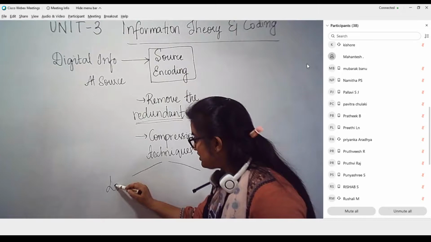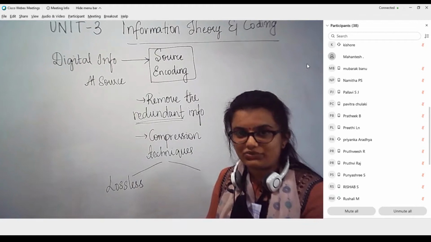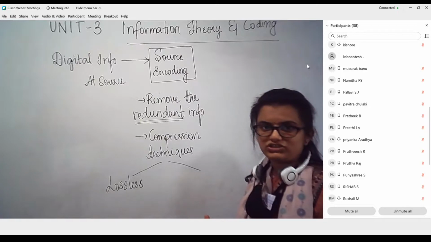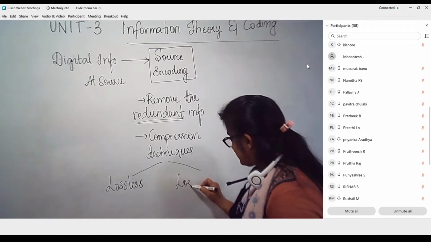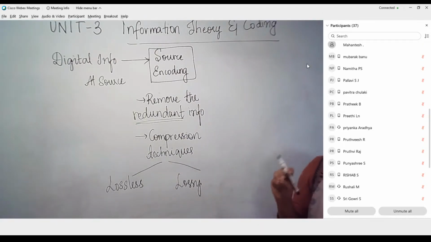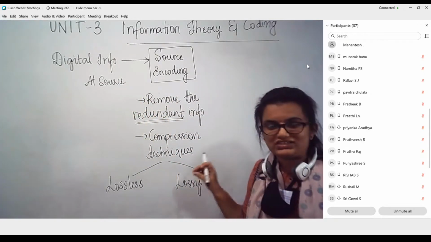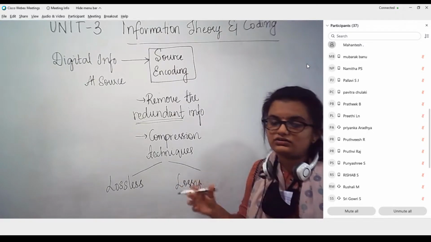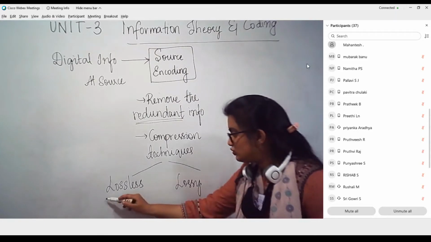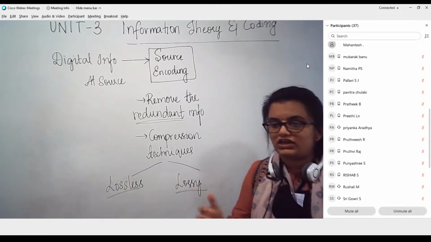Compression techniques are of two types. One is lossless compression. That means I will not lose any information while compressing the information or removing the redundancy in it. The second is the lossy compression technique. That means I am compromising on certain parts of the digital information. We are losing certain things, but we are trying to get the actual information that is necessary for us. So these are the two different types of compression techniques or source encoding methods.